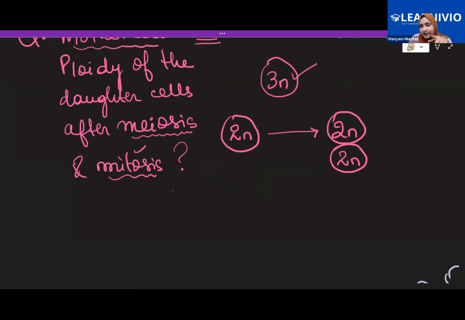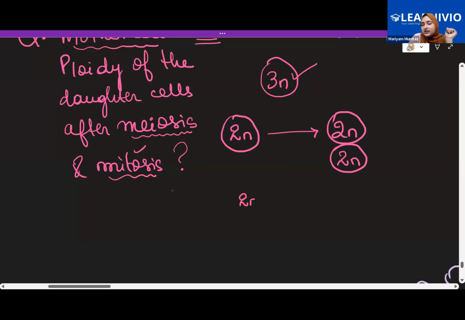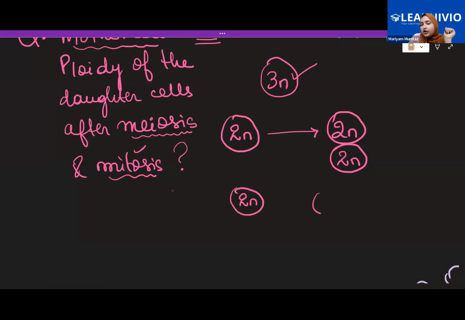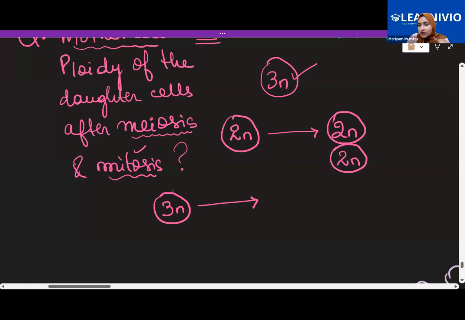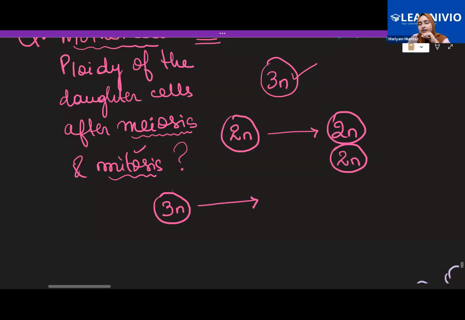But if I use the same exact thing and after meiosis of the mother cell, 4 daughter cells will be formed, but they will be haploid. Haploid means 2n by 2. That is n, right? Now you people tell me, okay, wait, I'll ask each one of you, okay? No one will answer before me asking. If I say that the mother cell is triploid, meaning 3n, what will be the ploidy after mitosis? Javeria, you answer.